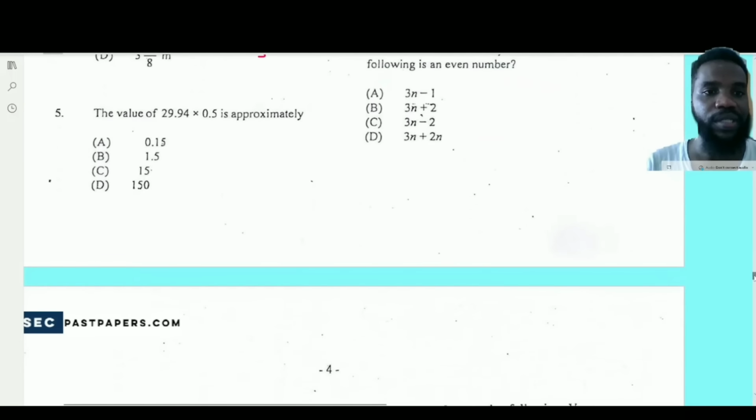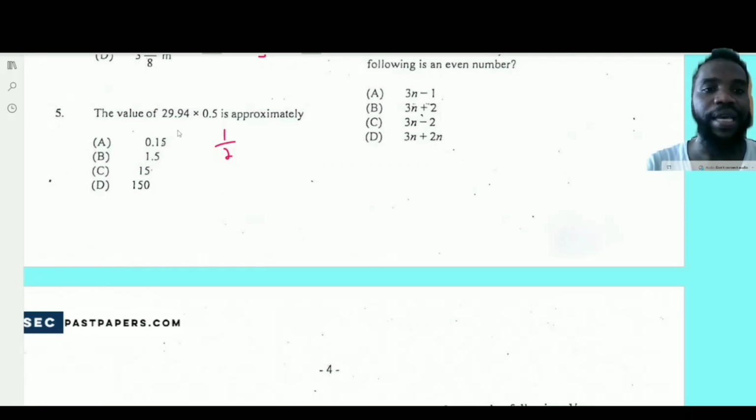Alright, taking it down to question 5. It says the value of 29.94 times 0.5 is. Alright, when you multiply something by 0.5, it's the same thing as saying times a half. Now 29 is basically 30, and half of 30 is 15. So in terms of making an approximation, the closest value I can get to this is 15 because there is no other value similar to it.